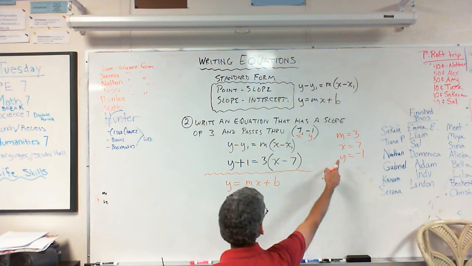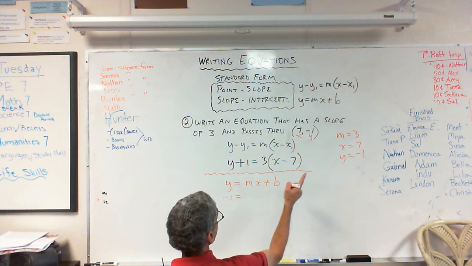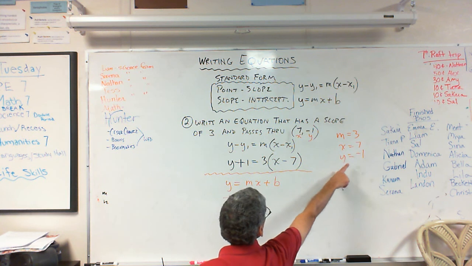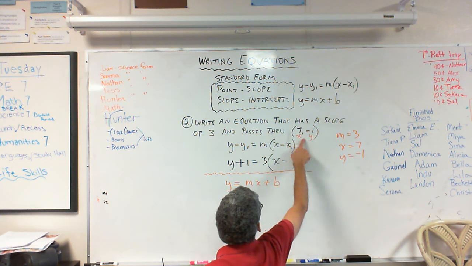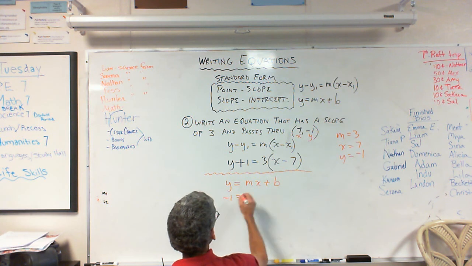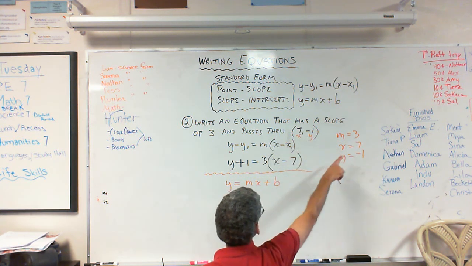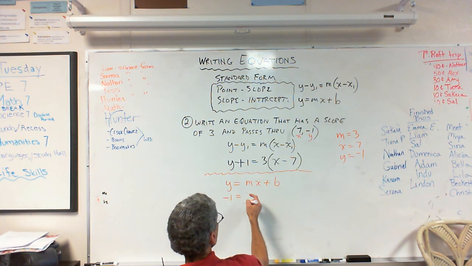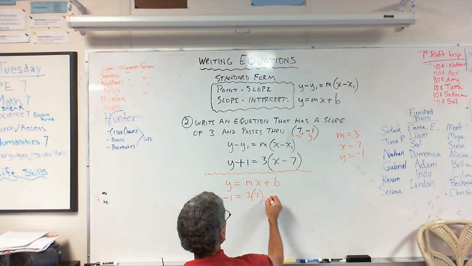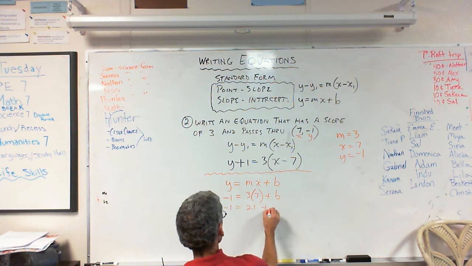Let's plug that in. y is negative 1. Negative 1 is equal to... wait, I thought x was negative 1. It says y is negative 1. Right? Remember it's x comma y. So x is 7, y is negative 1. So negative 1 is equal to the slope, 3, times 7 plus b. So negative 1 is equal to 21 plus b.